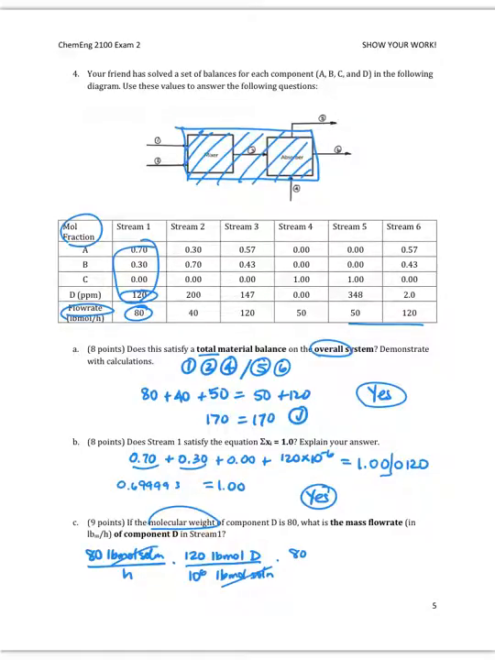The units on this are grams per gram mole, kilograms per kilomole, or pounds mass per pound mole. In this case, I want pound mass of D per pound mole of D. So pound moles of D cancel. I'm left with pound mass of D per hour. And so the answer is 0.768 pound mass per hour.